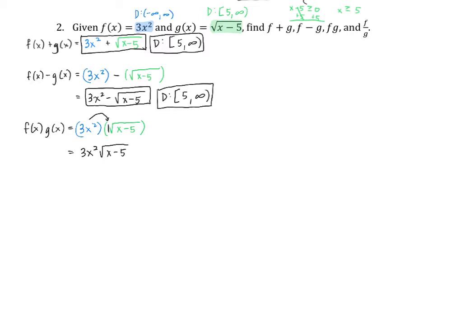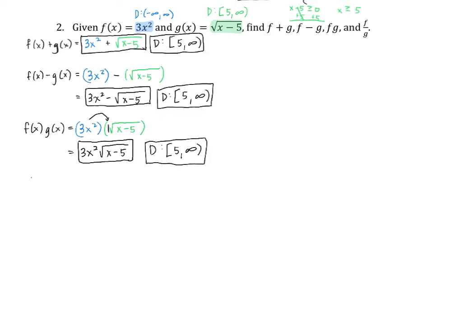That's what a product is. And that's all you can do in this case. So there is your product. Again, the x minus 5, the g of x function, still exists within this product. So again, your domain is restricted to 5 to infinity.